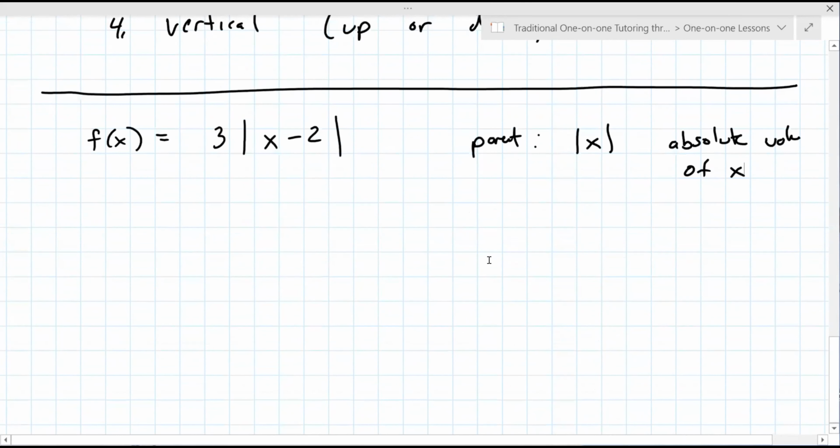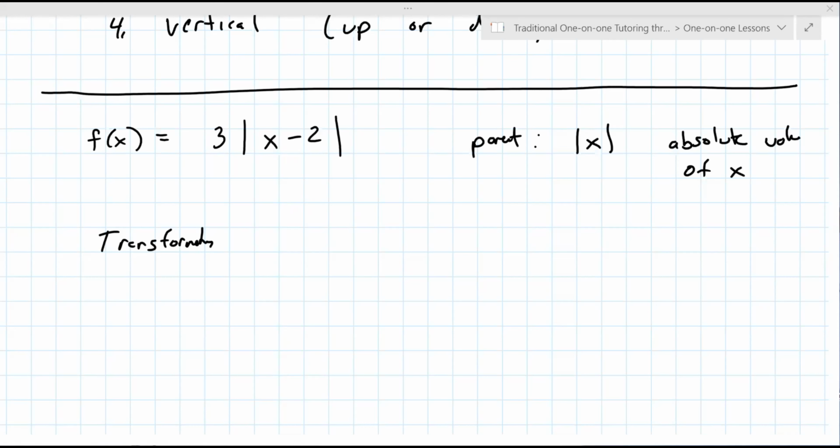Now, there are two transformations. So I have a question. When it's an absolute value problem, will it always have the absolute value bars? Yes. Okay, I'm ready to go on now.